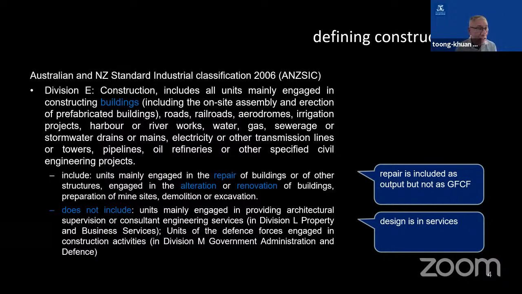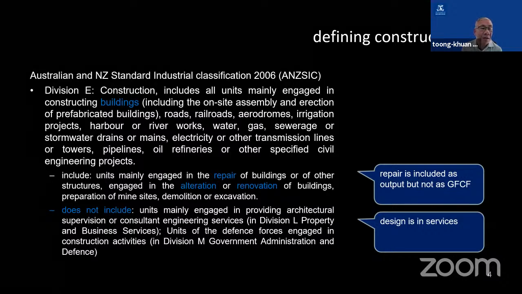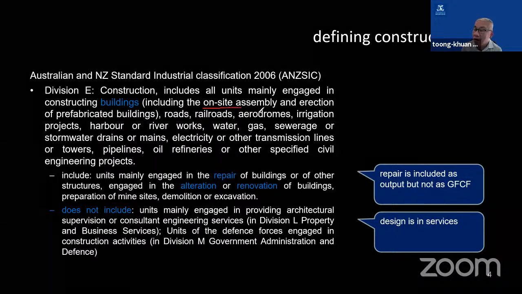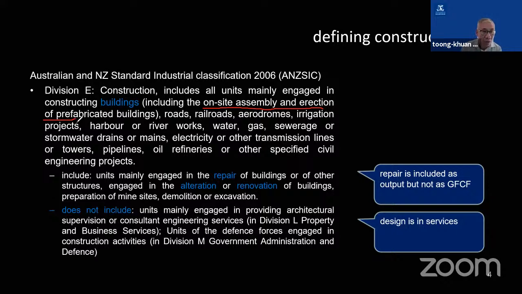So Division E is what we call construction. Construction by definition includes the construction of buildings, which includes on-site assembly and erection of prefabricated buildings. The most important thing you need to understand here is this phrase, on-site assembly and erection. It's mainly to do with work that is carried out at a construction site for buildings, then roads, railway, airports, irrigation projects, everything that you can think of. So this is the important bit.